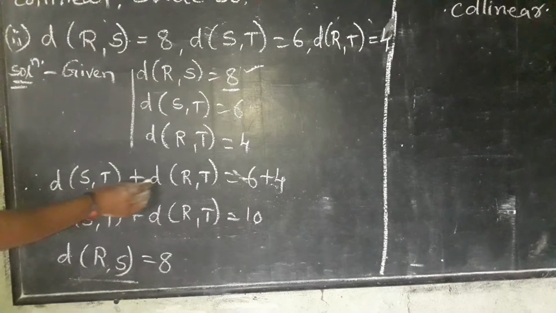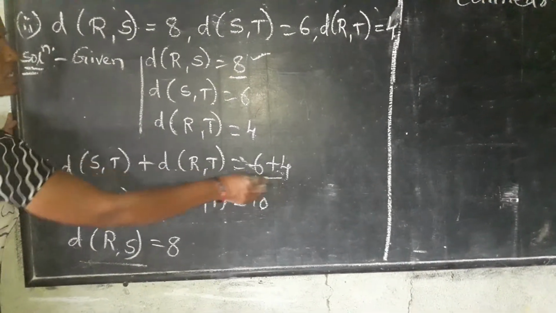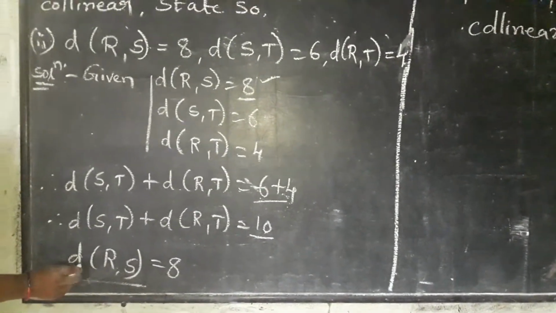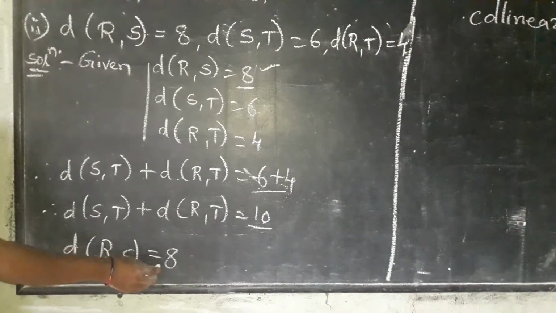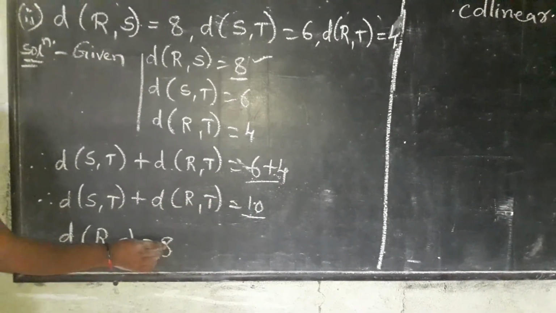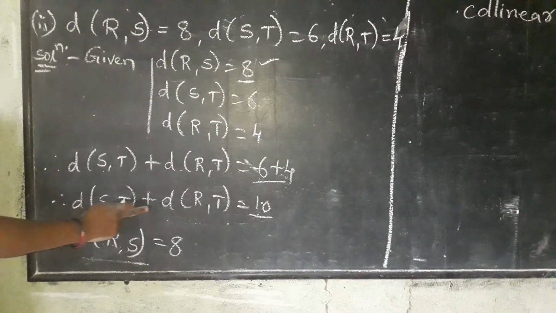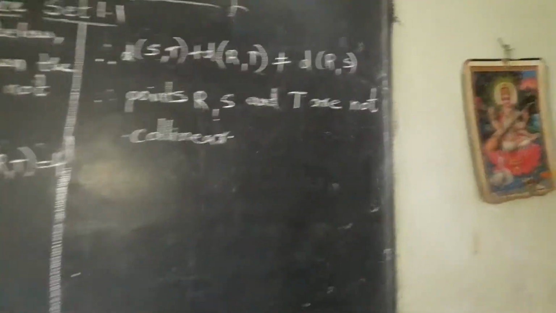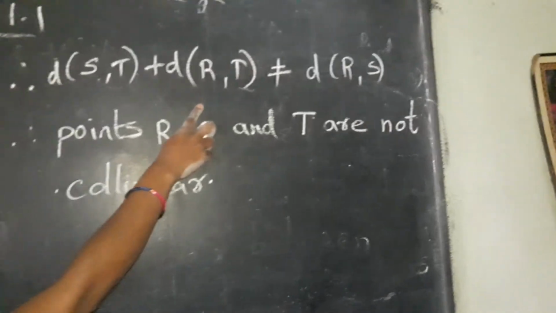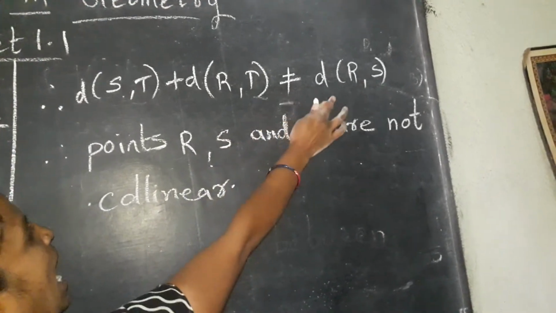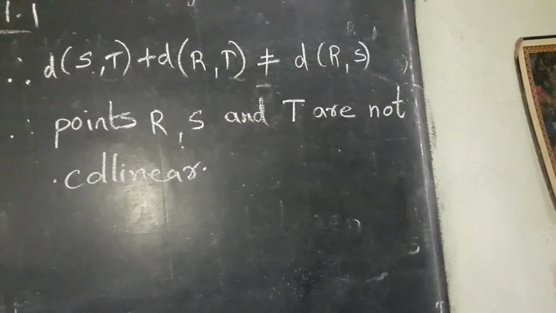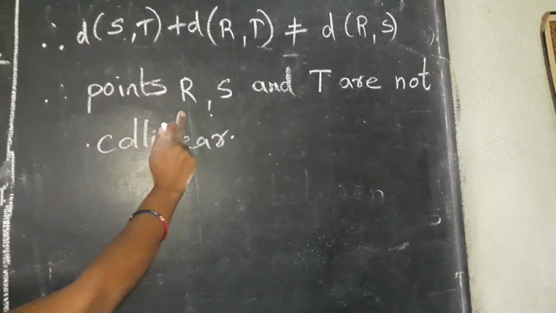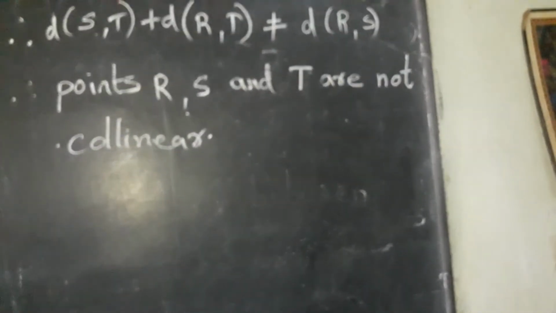Distance of ST plus distance of RT is equal to 6 plus 4. If we add these, we get 10. And given that the greater number, distance of RS, is equal to 8, these two are not equal. So, here distance of ST plus distance of RT is not equal to RS. So, we write here distance of ST plus distance of RT is not equal to RS because these two distances are not the same. If these distances are not the same, then the points R, S and T are not collinear.